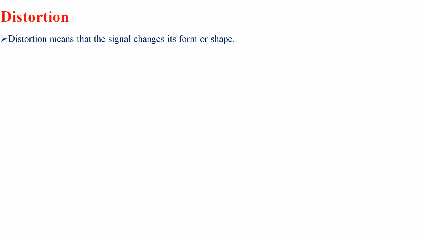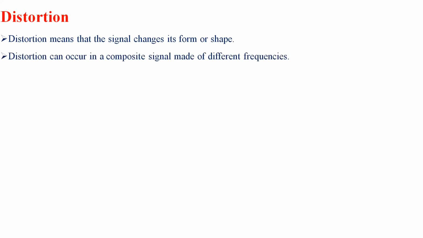The next term which causes an impairment is distortion. So what do you mean by distortion? Distortion is nothing but a signal which changes its form or its shape from the source node to the destination. Whatever signal we are sending from the sending end will eventually change when it reaches its destination. It occurs in composite signals, so we don't need to worry about composite signals right now.